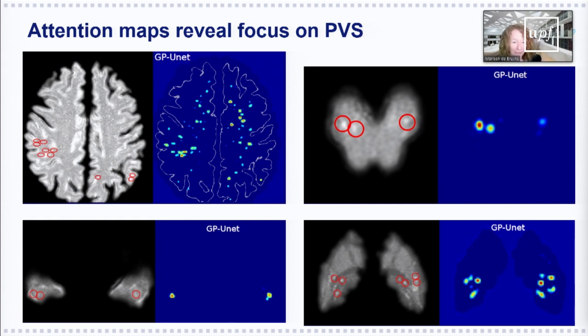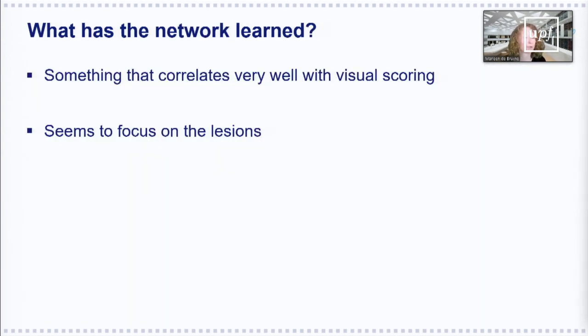In some cases, in the top left, we see that there are many more detections by the network than what the expert has indicated. Looking at these detections closer, we found that these are actually enlarged perivascular spaces. They are still perivascular spaces, slightly enlarged, just slightly less than the threshold for annotating them, which I think was if they are more than 2 millimeter in diameter. So our attention map performs quite well. The network seems to focus on the correct lesions.